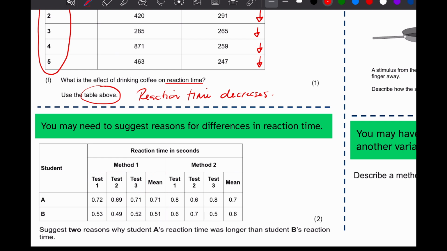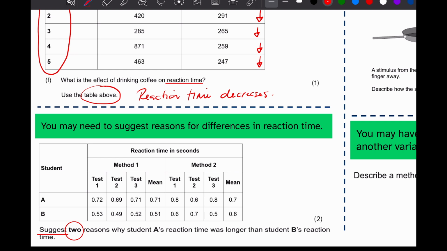So it is just asking us to suggest. Now suggest means that we just need to give some kind of sensible reason. We don't need to explain anything. We just need to suggest 2, and they've made the 2 in bold. That means it has to be 2. If you just give 1 reason, you're only going to get 1 mark.